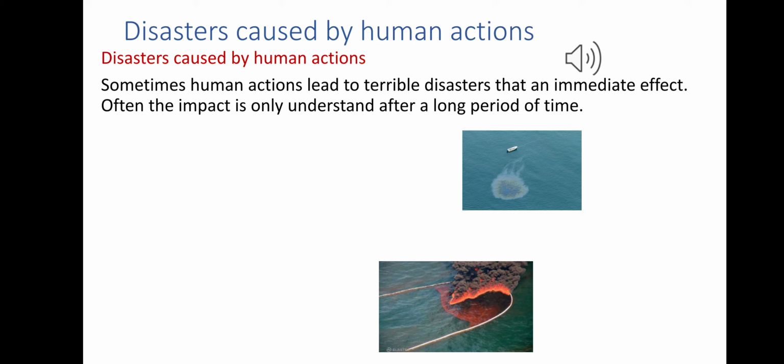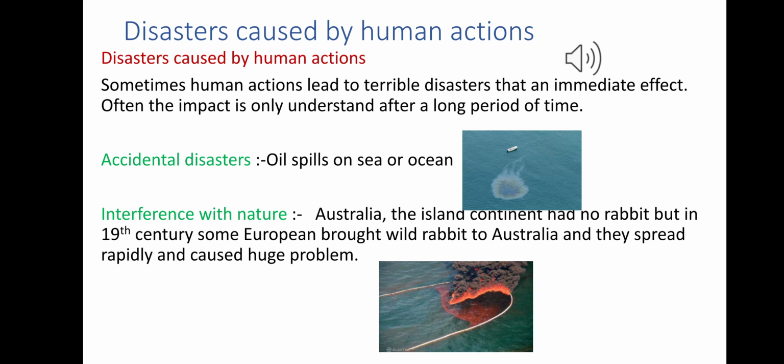Here are the two examples I can give. Number one is accidental disaster, and number two is interference with nature. As an example of accidental disaster, I can say the oil spill on the sea or the oceans. Oil spills are examples of man-made disasters.